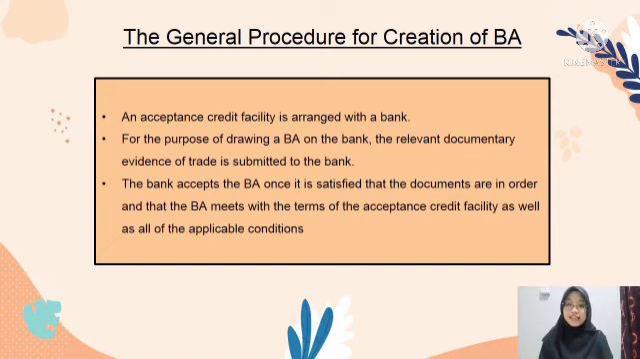Next, in addition, we look at the general procedure for the corrections of banker acceptance. Basically, this procedure is based on the Guidelines on Banker Acceptance 2004 issued by Bank Negara Malaysia.